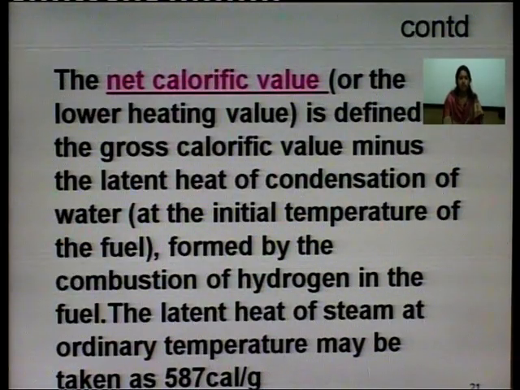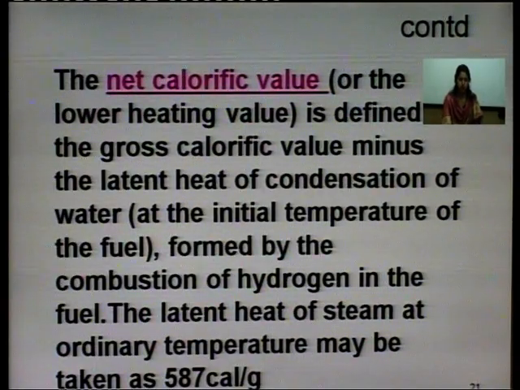But in case of net calorific value, what we are considering is that the water vapors which are formed during the reaction are allowed to escape. So, there the latent heat of condensation of water vapor is not considered. So, what is the difference between gross calorific value and net calorific value? Gross calorific value minus latent heat of condensation of water vapor is the net calorific value.